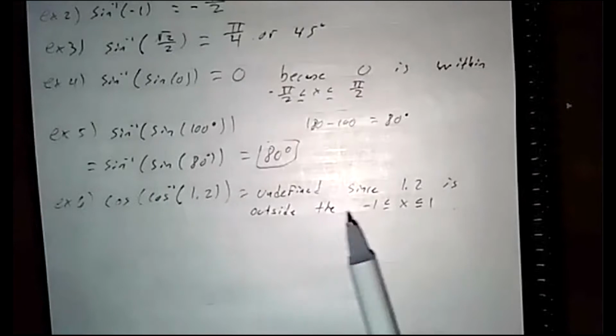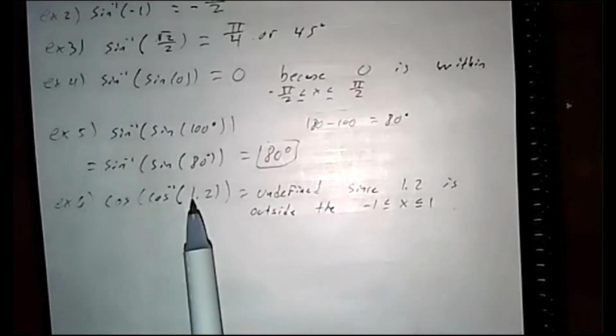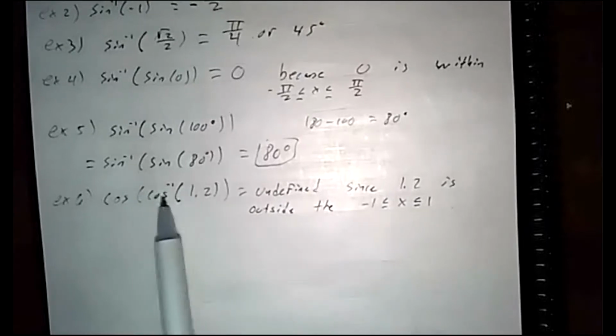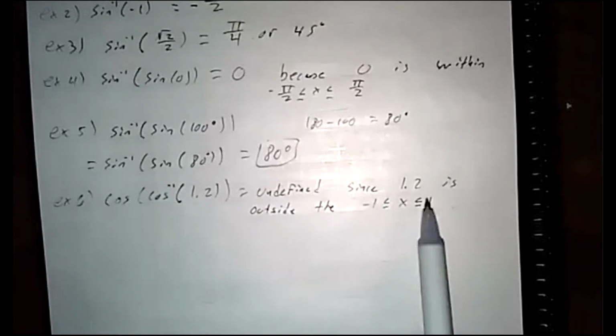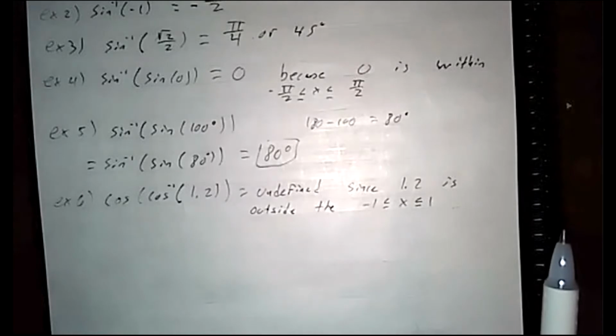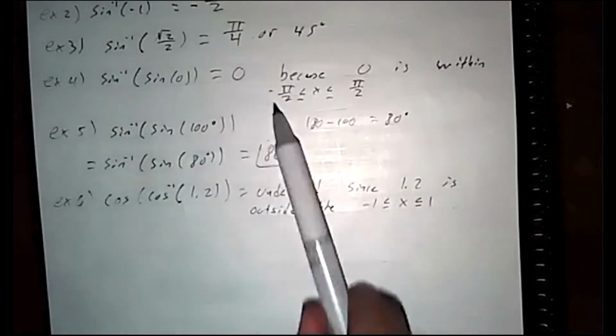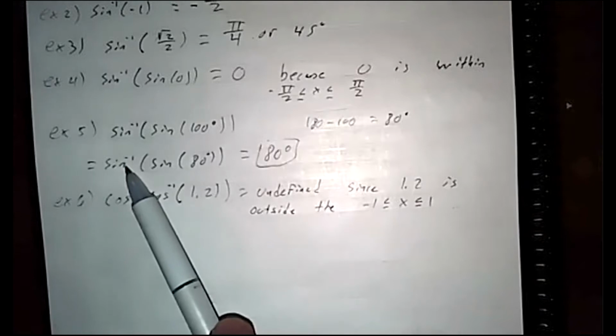But to keep it simple, if 1.2 is outside the range of values when you have the inverse cosine inside, then it's undefined. Okay, let's keep it simple. Is that why the example above is different? Yeah, this one's different because the inverse is outside.